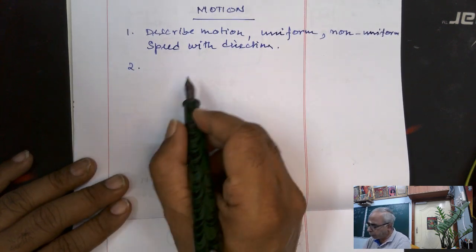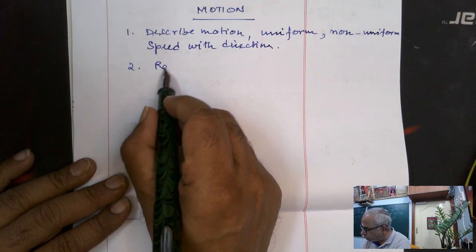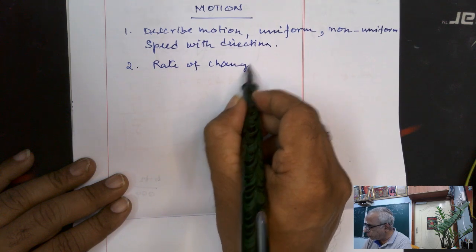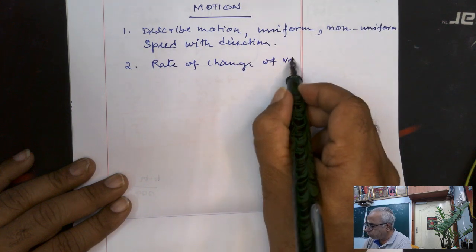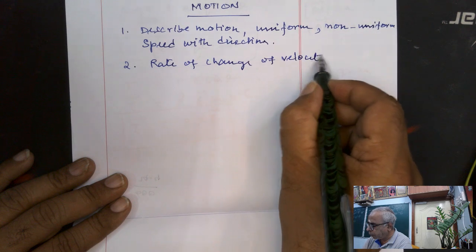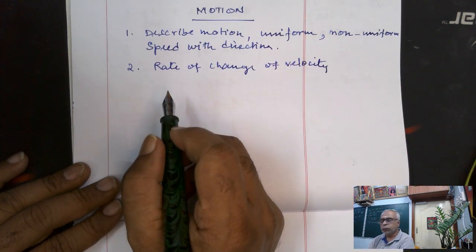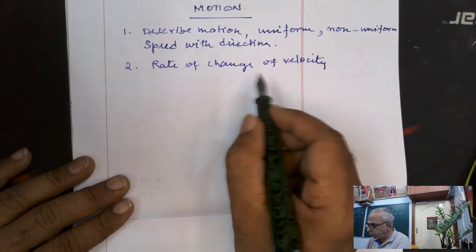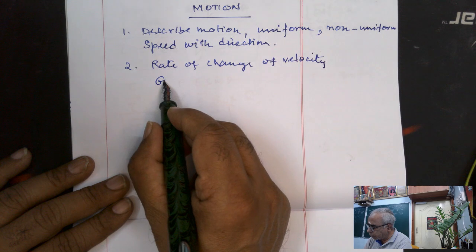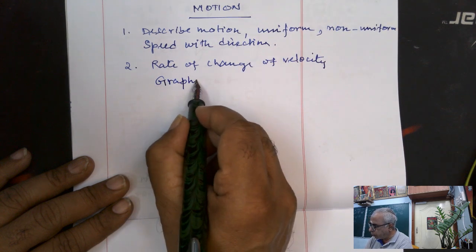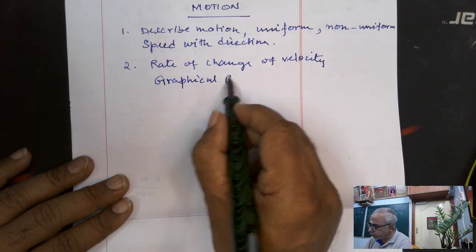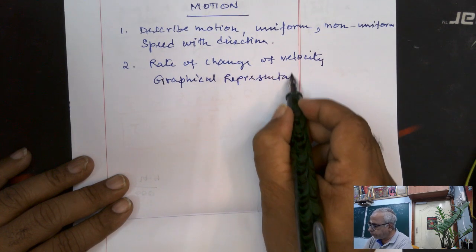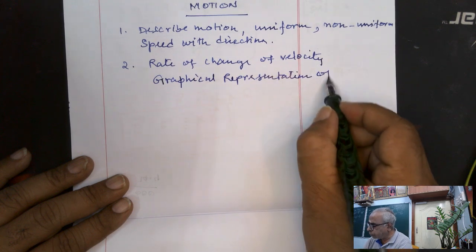Then we will be discussing the rate of change of velocity. Then how to represent graphically the motion. That is graphical representation. Graphical representation of motion.